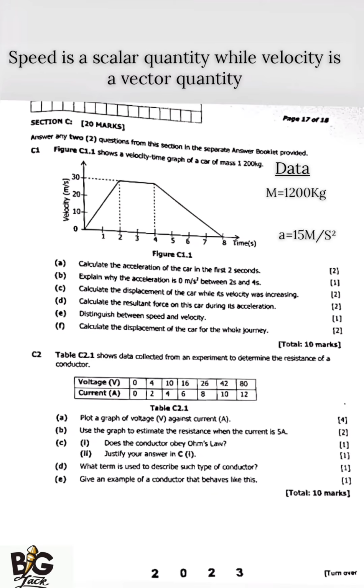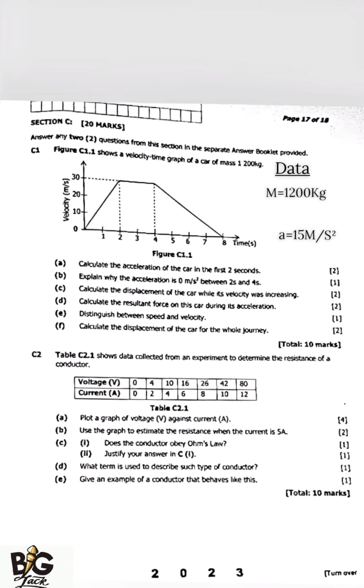As you can see, the shape under the curve here is called a trapezium. The area under the graph is equal to the distance or the displacement. Since this is a trapezium, I'm going to use the formula for the area of a trapezium, which is 1 over 2, open bracket, a plus b, multiplied by height. My values for a and b should come from the sides which are parallel to each other.